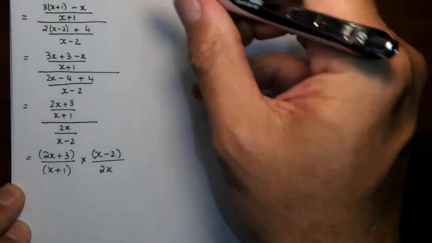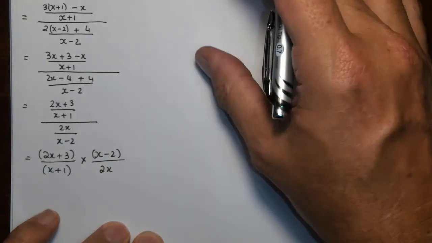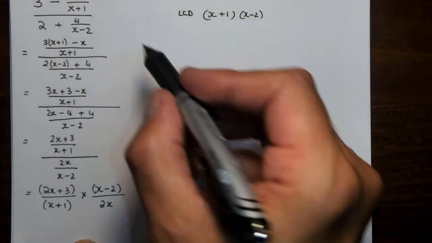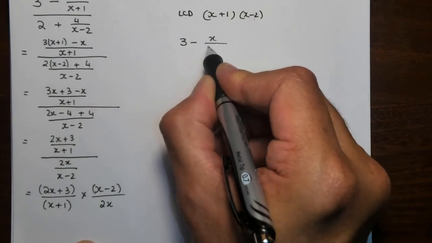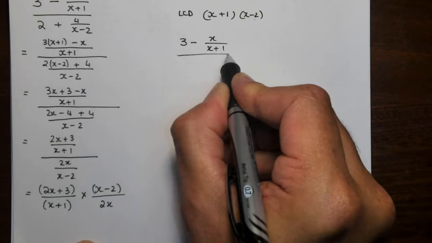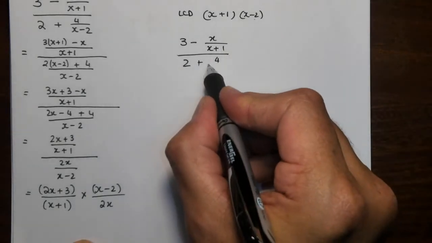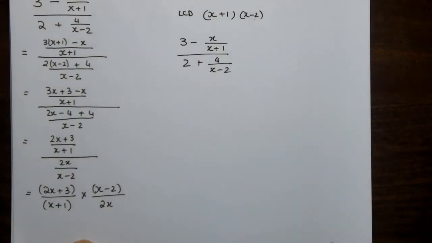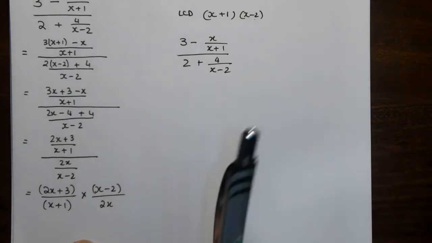form. Now let's see how my idea of a global LCD, folks, cuts quite a few steps. So I'm going to start the same sum here. 3 minus x over x plus 1 over 2 plus 4 over x minus 2. There we go. My global LCD is that multiplied by this.